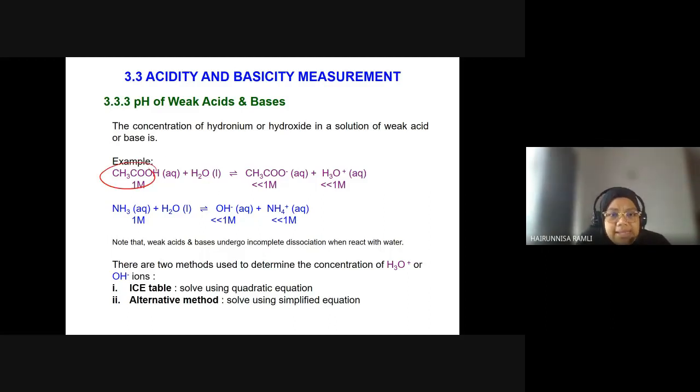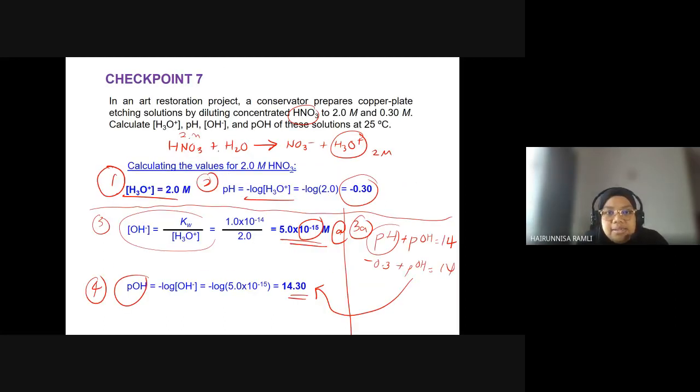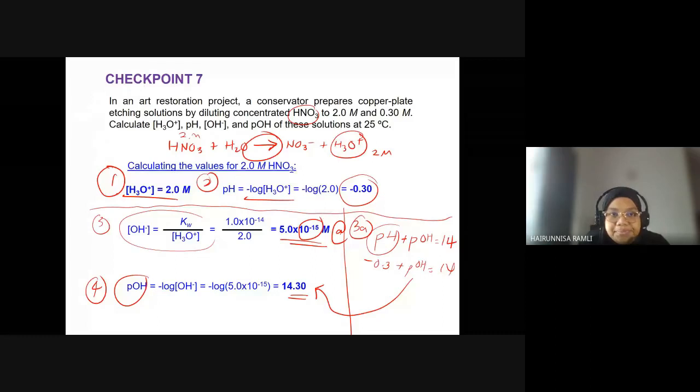so that's why contoh kat sini acetic acid. Okay, acid kan masuk dalam air, acid ni akan dapat apa? Conjugate base dia. Dia akan dapat CH3COO minus, right? Dia akan donate H plus kepada H2O. H2O akan jadi H3O plus. So kalau you perasan kat sini, the equation mesti guna reversible arrow. Okay? Reversible arrow. Kalau you tengok tadi, strong acid, strong base, single arrow sahaja. Okay?